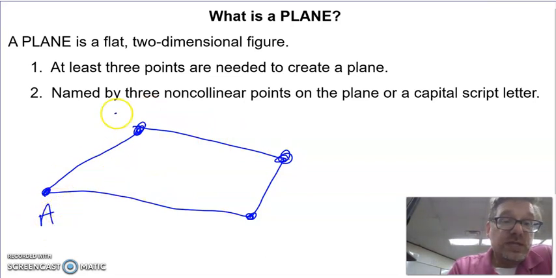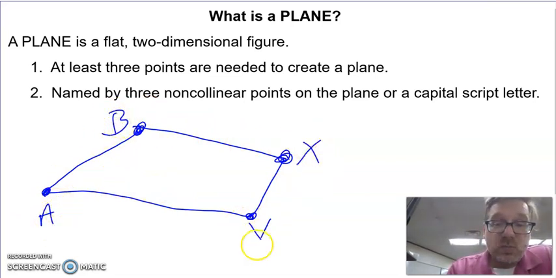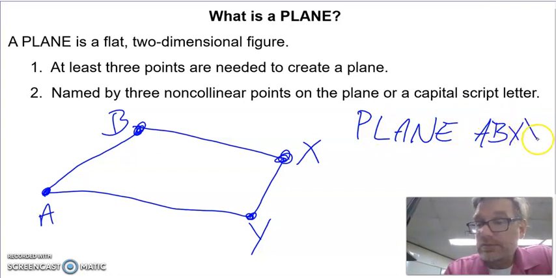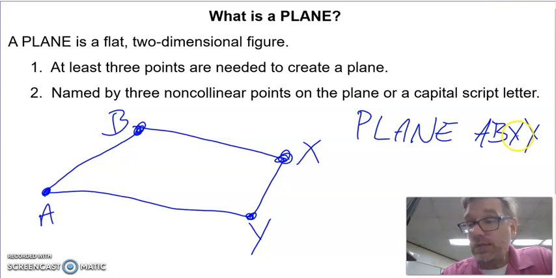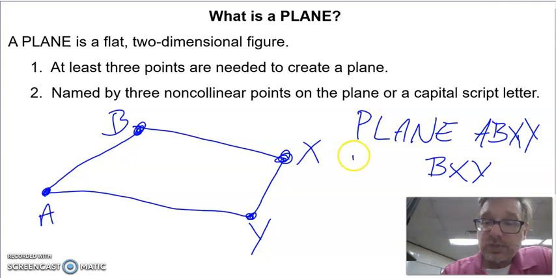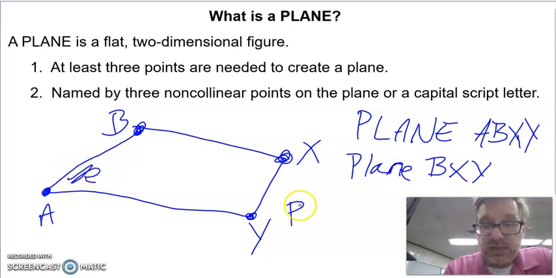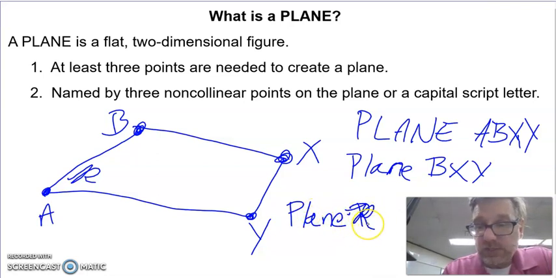So if we call this A, B, X, Y, this would be plane ABXY. Or ABX or BXY. You need at least 3 letters. Any 3 letters can name the plane. So ABXY, that would be a name. You could call it BXY, 3 letters. Or if the plane has a capital script letter on it, you can name it that capital script letter. Plane R.